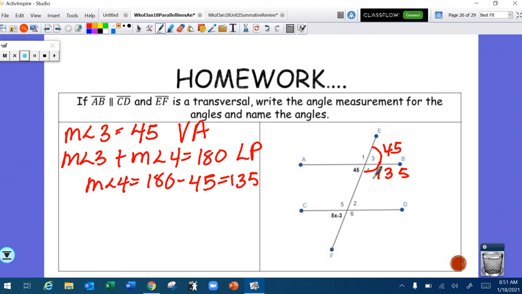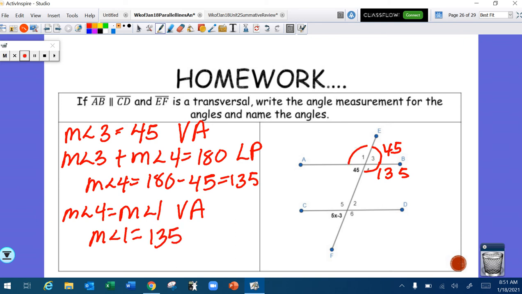Because 3 and 4 are linear pairs, and you can do the same thing right here too. 1 and 3 are linear pairs, they're supplementary. But I'm going to go the easy way out. I'm going to say the measure of angle 4 is equal to the measure of angle 1, because they're vertical angles. So the measure of angle 1 is equal to 135. So right here, I'm going to put 135. That's what that angle is equal to.